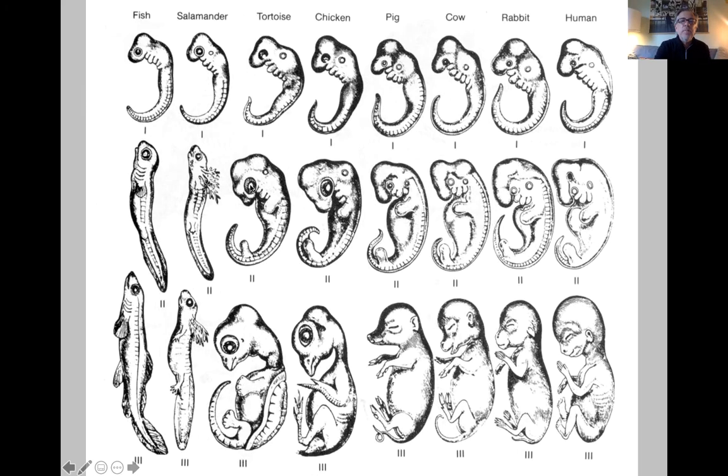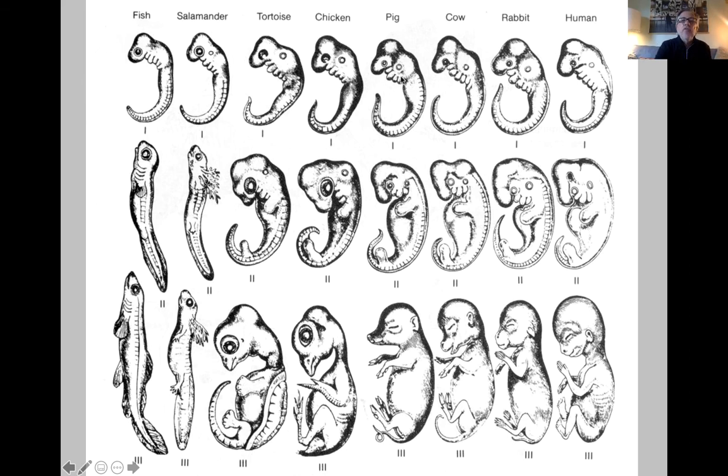Let's take a look at them. Here we see the embryos in the early stage, the middle stage, and the late stage of 8 different organisms, from fish to salamander to tortoise to chicken to pig to cow to rabbit to human. These last 4 are mammals. Then we have 2 reptiles here, chicken and tortoise. We have an amphibian and we have fish. And look, here we have the gill arches that become the gills in this fish and in this salamander.